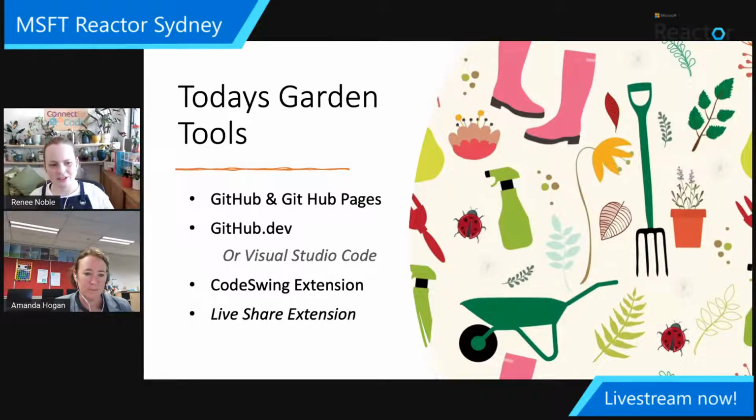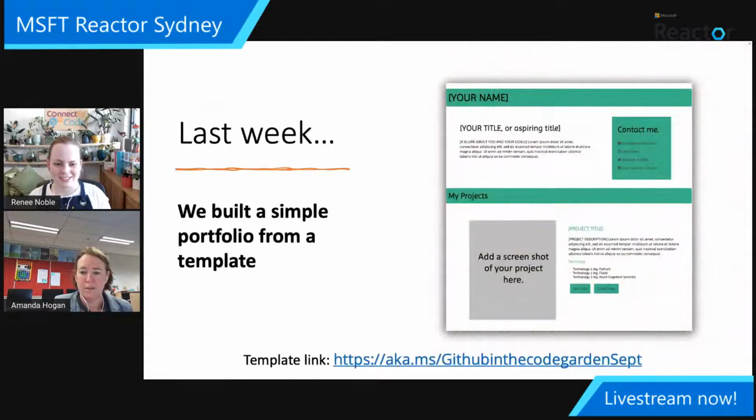We'll also be using 2 extensions. We're using the CodeSwing extension that allows us to see our website in VS Code or in github.dev as we build it. And we're also going to be using the Live Share extension so me and Amanda can work on the code at the same time together. So that's a great thing if you need to work with people remotely around the country, the world, wherever you are. So super convenient. So let's take a quick look at what we did last week.